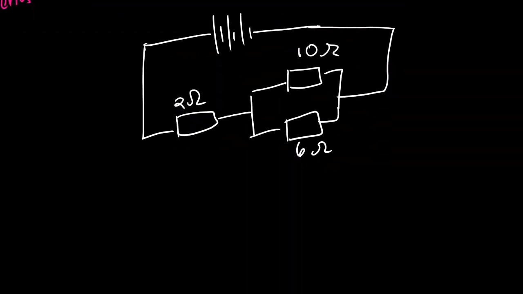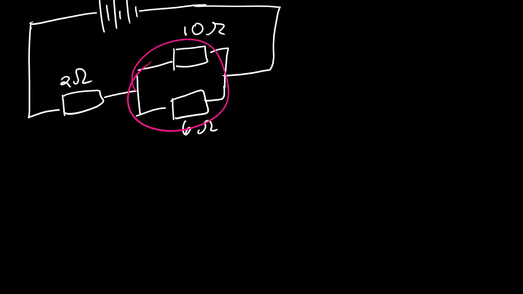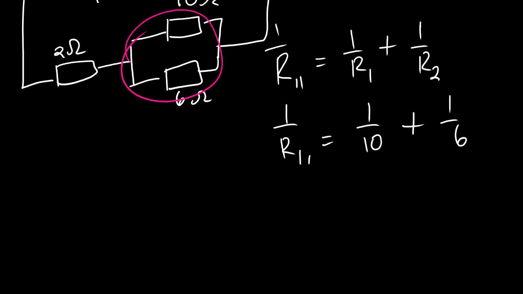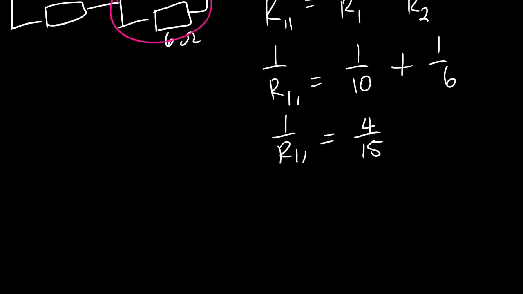Then from here, we need to solve this. We are going to have 1 over R parallel is equals to 1 over R1 plus 1 over R2. 1 over R parallel is equals to 1 over 10 plus 1 over 6. That will be 4 over 15. Flipping this, you are going to have 15 over 4.